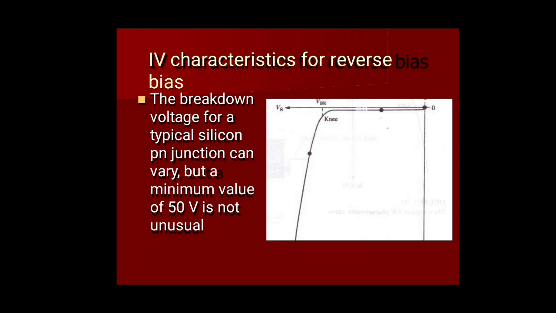So this is the VI characteristics of the reverse bias condition. See here, reverse bias means it is the graph of reverse voltage VR against reverse current. In this case, the breakdown voltage for a typical silicon PN junction can vary, but a minimum value of 50 volts is not unusual. So here also, after a certain value of reverse voltage, breakdown happens. That is called reverse breakdown. This is VBR, where BR means reverse breakdown voltage.